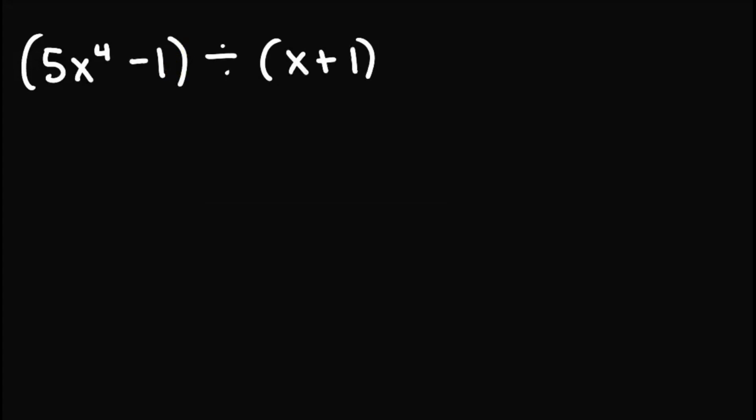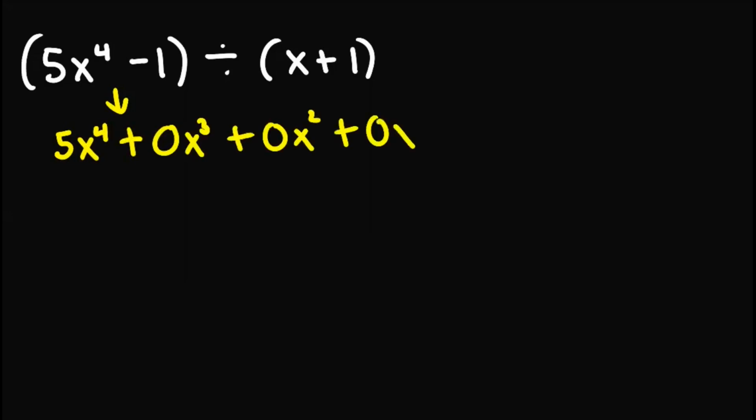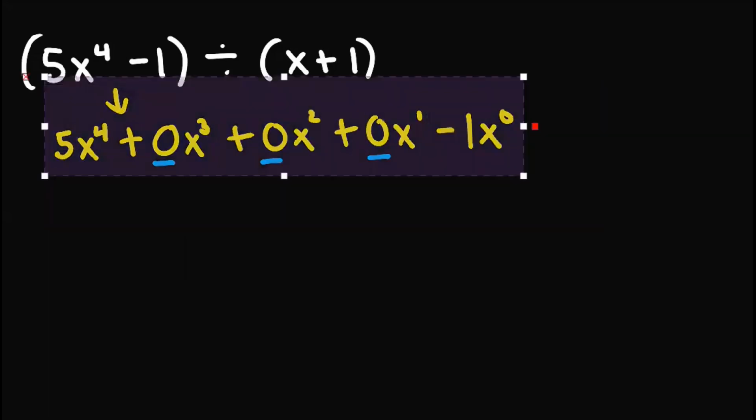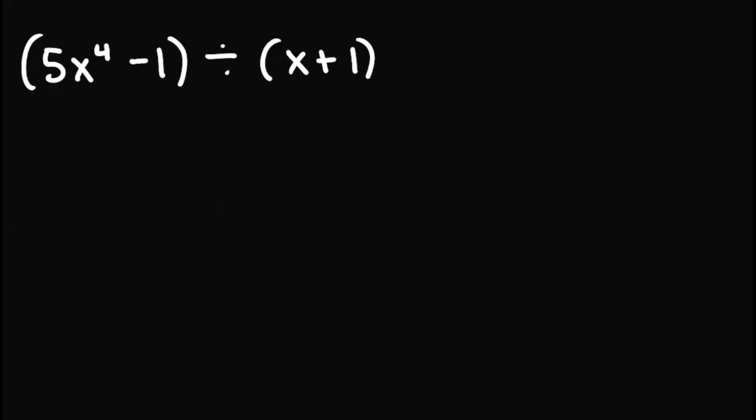So we still don't know the coefficients for the degrees x raised to 1, x raised to 2, and x raised to 3. But note that we can write this as 5x raised to 4 plus 0x cubed plus 0x squared plus 0x raised to 1 minus 1x raised to 0. So there are 3 zeros in between. So taking note of that, our coefficients will be 5, 0, 0, 0, and negative 1.